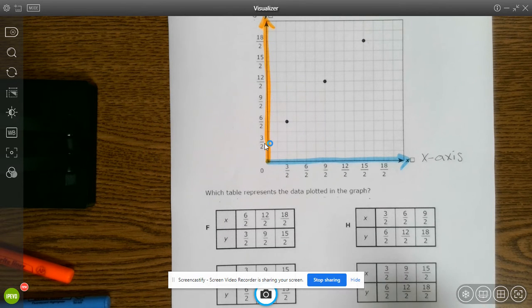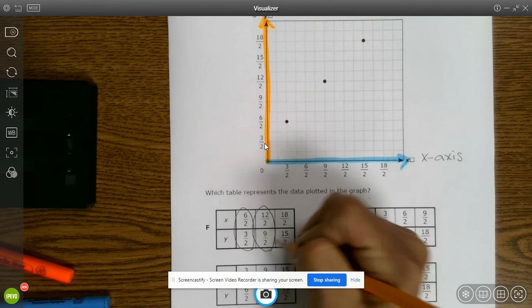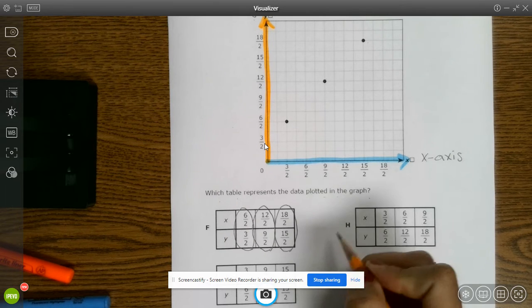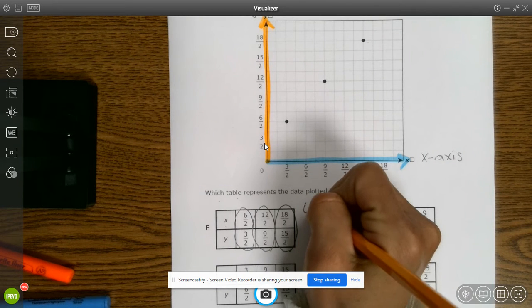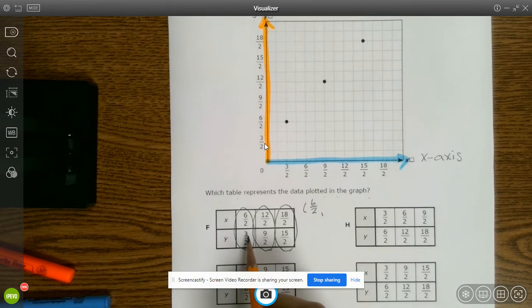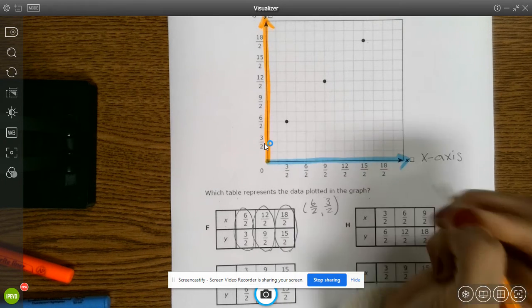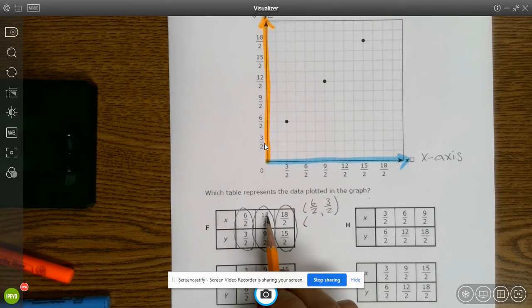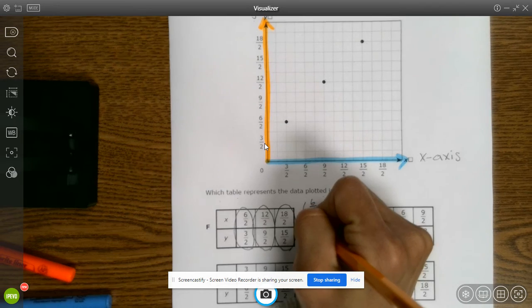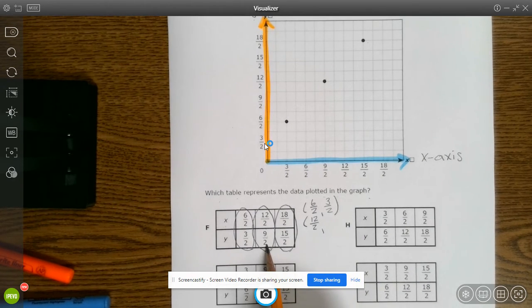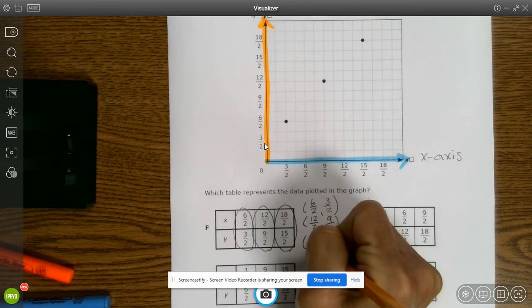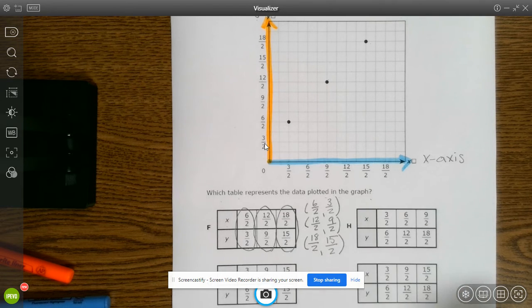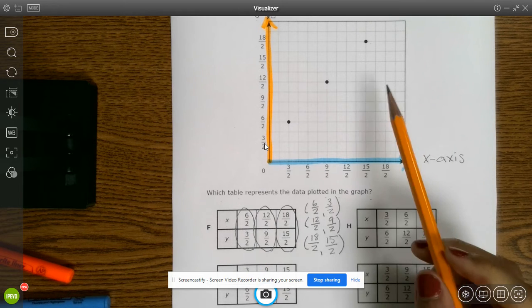Okay, I'm going to first circle all of my ordered pairs. Okay, and to the side, I'm going to write out my ordered pairs. So for my first ordered pair, my x coordinate is 6/2 and my y coordinate is 3/2. My second ordered pair is 12/2 is my x and my y is 9/2. My last ordered pair is 18/2 for my x and 15/2 for my y.